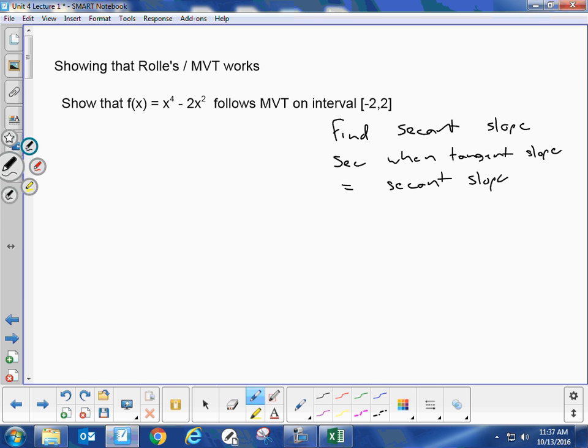But there's one thing I forgot that we also have to kind of check. What was the key thing about the mean value theorem? My function must be what? Differentiable. So we want to check to see that we're differentiable.